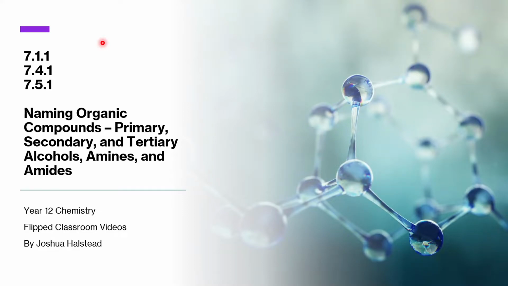G'day chemistry students, in this video we are looking at dot point 7.1.1, 7.4.1 and 7.5.1. This is the final video in our naming organic compounds series. In particular, we are looking at primary, secondary and tertiary alcohols, amines and amides. There's some concepts here which are going to be really important for the remainder of the module, as well as a couple of additional naming rules.